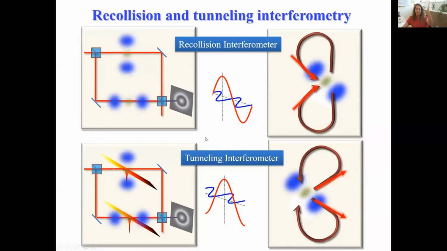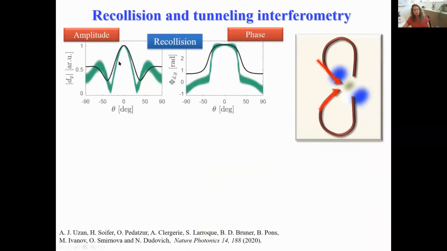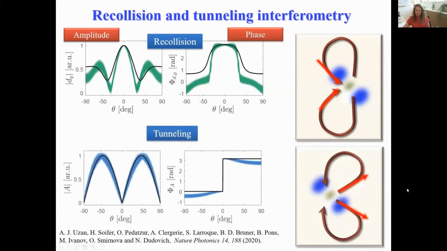function of the alignment angle of the molecules. So we are able to reconstruct the recollision transition dipole moments, amplitude and phase for CO2 molecules as a function of alignment angles. And then we are able, by changing our interferometer, to perform the same reconstruction, this time for the tunneling event. So indeed, we observe the nodal plane here around 0, which is associated with a quite substantial phase shift around 0 degree of almost pi.